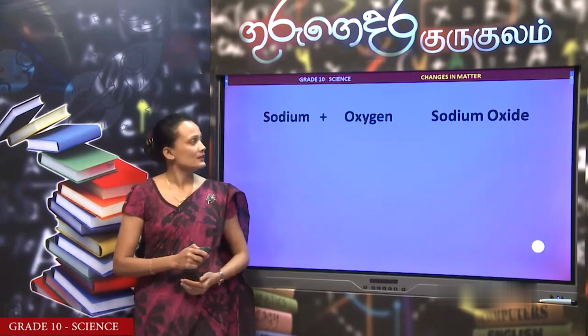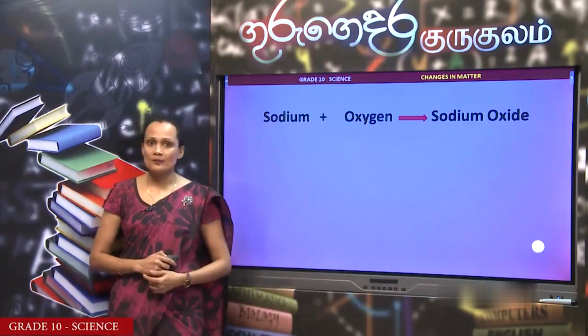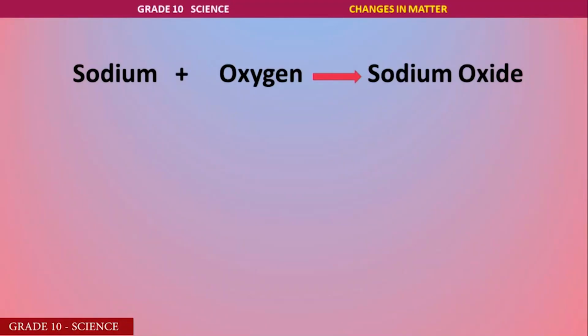Another one. Reaction between sodium and oxygen to form sodium oxide. So that is the chemical equation for the reaction between sodium and oxygen. Sodium Na, oxygen O2, sodium oxide Na2O. Then I am going to balance that one by using the inspection method.